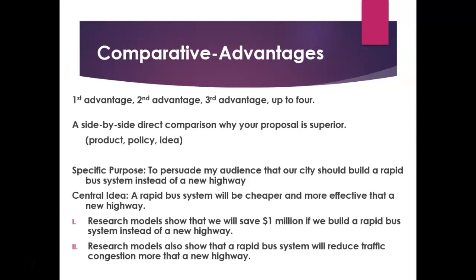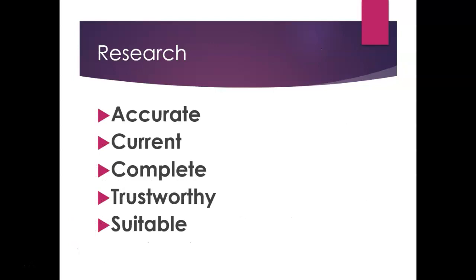An example of a specific purpose and central idea: to persuade my audience that our city should build a rapid bus system instead of a new highway. The central idea: a rapid bus system will be cheaper and more effective than a new highway. The two main points then: research models show that we will save $1 million if we build a rapid bus system instead of a new highway. That second main point, with all of the supporting material: research models also show that a rapid bus system will reduce traffic congestion more than a new highway. So, again, setting your main points up in one of those three main ways will help guide your speech.